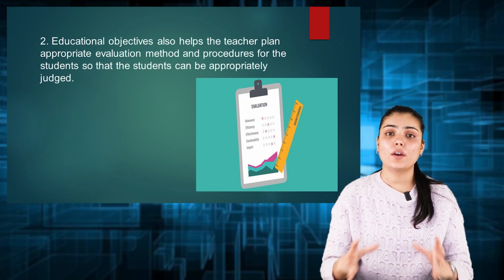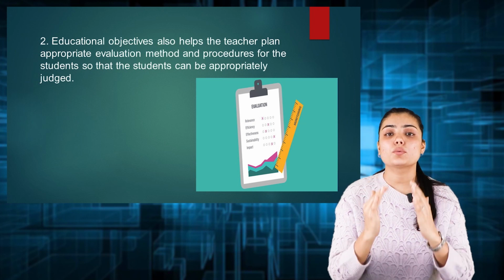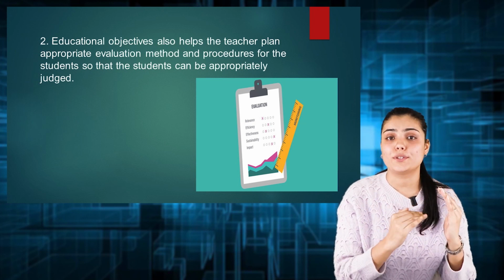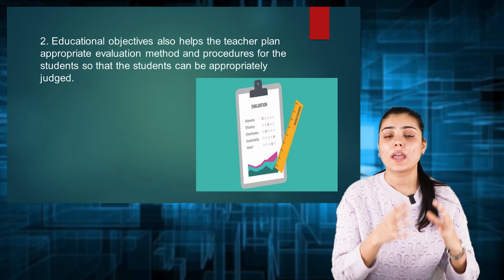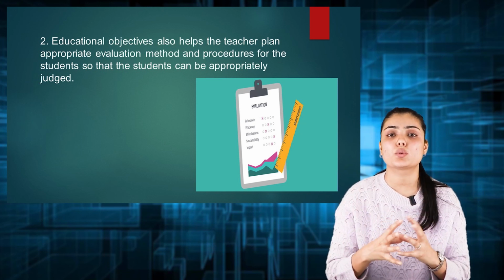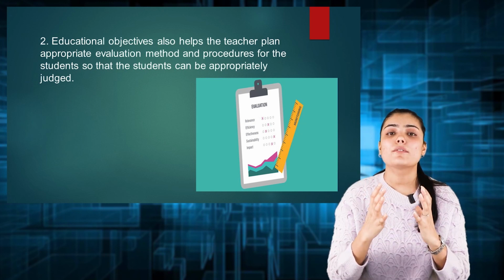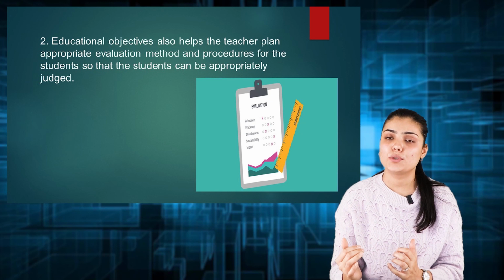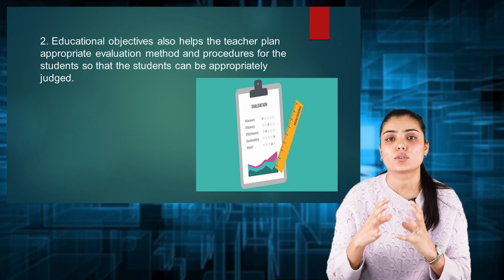All right. Now, if the teacher has the objective in mind, the teacher knows that the student must achieve the given objective by the end of the class, right? With the help of the teacher. In order to evaluate the student also, it becomes easier. And with the help of a properly defined educational objective, the teacher will be able to appropriately judge the students.